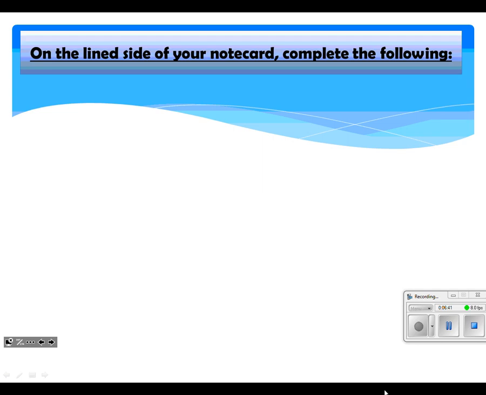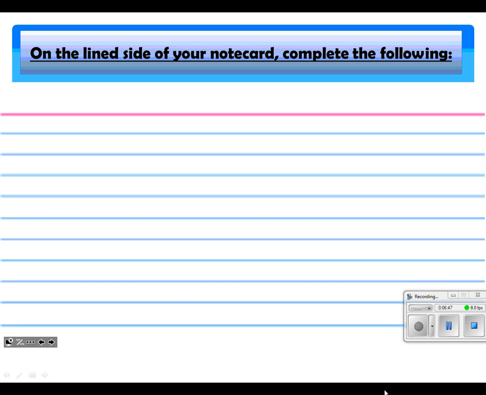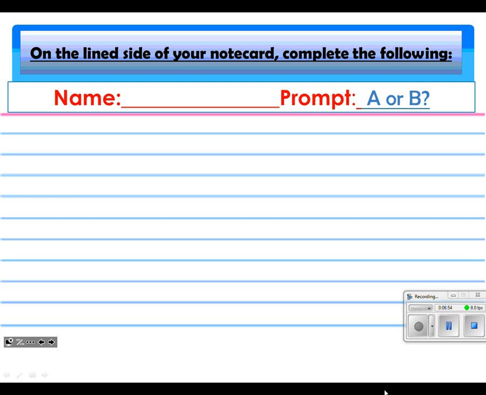Okay, what I want you to do is work on the line side first. With the line side of your index card, I want you to copy on that pink line, number 1, your name, and number 2, which prompt you're going to choose. If you can't remember which prompt is which, take a look at that purple bookmark where you're writing ideas, or you need to listen in.